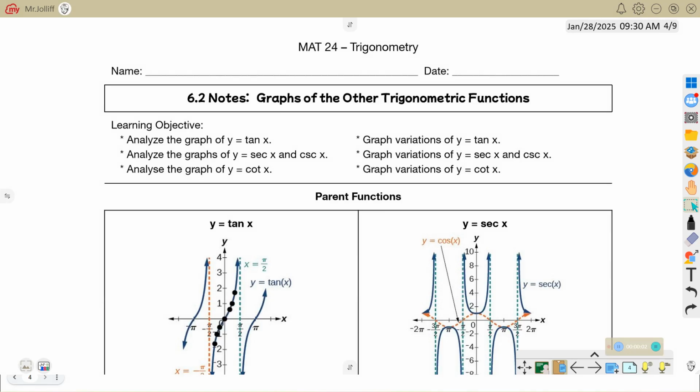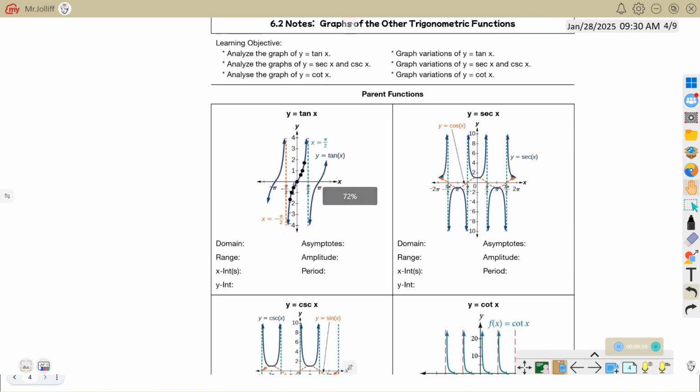Okay, so goal for today, we're looking at the graphs of tan, secant, cosecant, and cotan. Yeah, so those four other functions that all depend on sine and cosine. So first, I'm going to zoom out here. We're going to do a quick review.